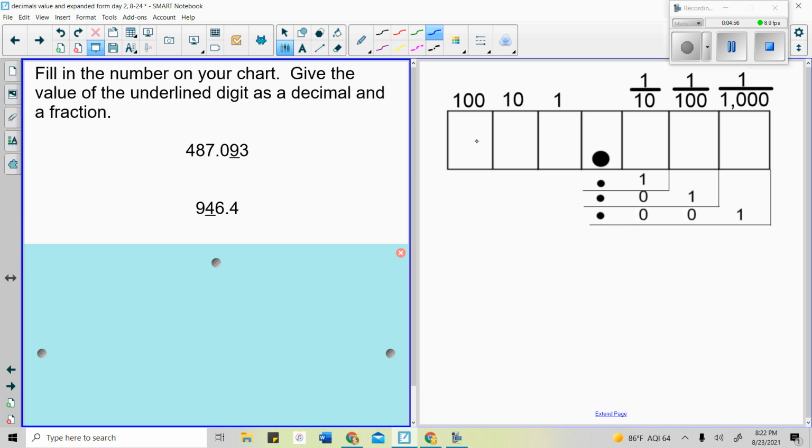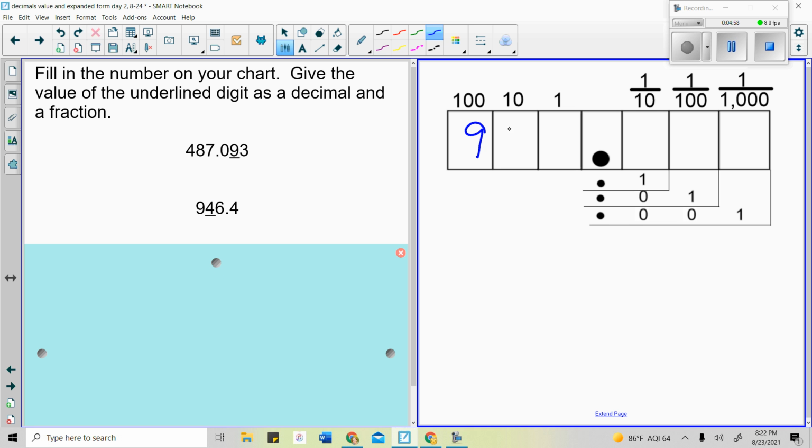So fill in your number. Okay, so I'm talking about that digit right there. Pause the video and give me the value. So you should have gotten 4 times 10, and if it's a whole number, there's only one way to report a whole number. So let's go to the next one.